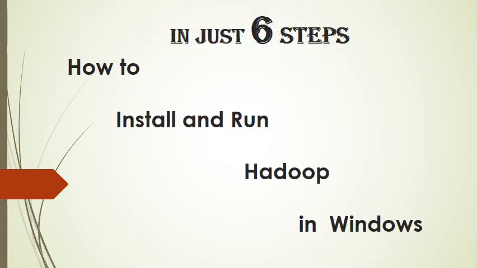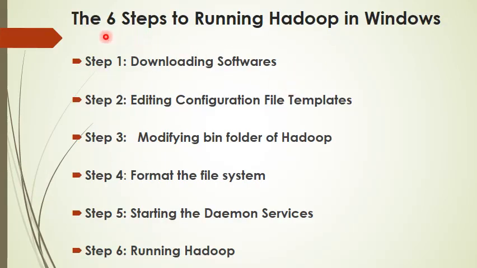In this video we will see how to install and run Hadoop in Windows in just 6 easy steps. The 6 steps to running Hadoop in Windows are: Step 1, downloading softwares; Step 2, editing configuration file templates; Step 3, modifying bin folder of Hadoop; Step 4, format the file system; Step 5, starting the daemon services of Hadoop; and Step 6, running the Hadoop.